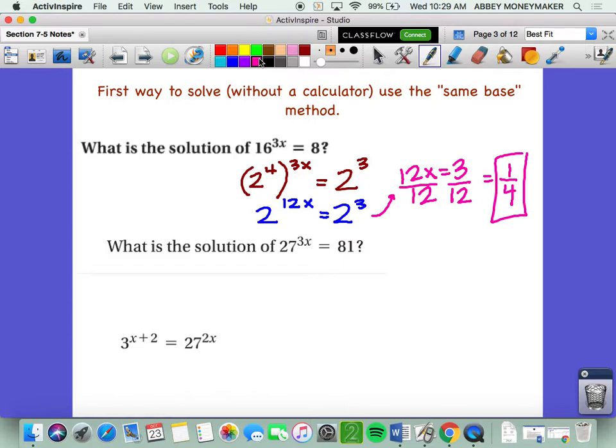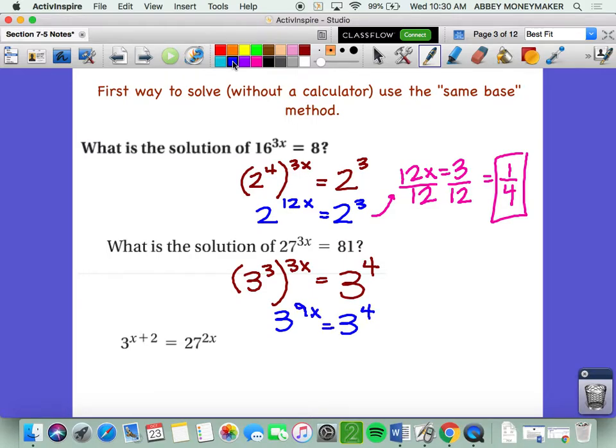We got 27 to the 3x equals 81. What's my same base here? 3. Very good. So 27 is 3 to what power? 3 to the 3rd, and then that's raised to the 3x equals, how do I rewrite 81? 3 to the 4th. Right here, power to a power, what do I need to do? Multiply, so that's 3 to the 9x equals 3 to the 4th.